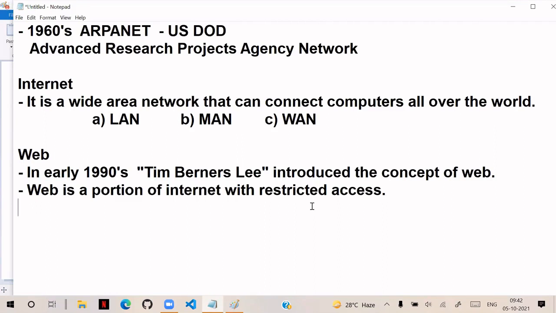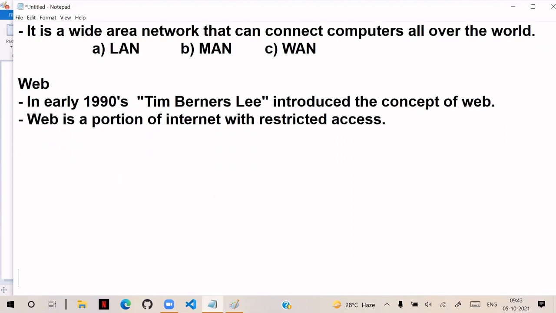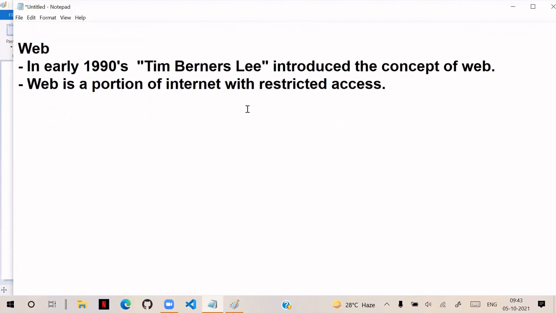What is this concept? I will give you a simple overview here. Why he introduced this concept? What is the concept of web? I will give you a small point here. You can understand that. See. So what is the web? What is the concept of web? We will see one simple option here.